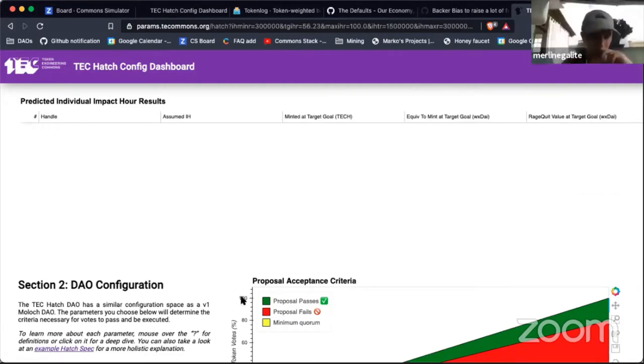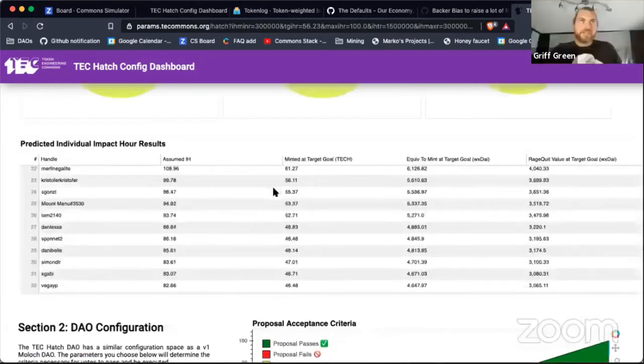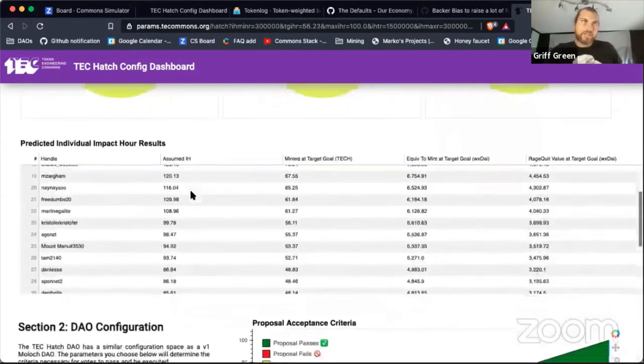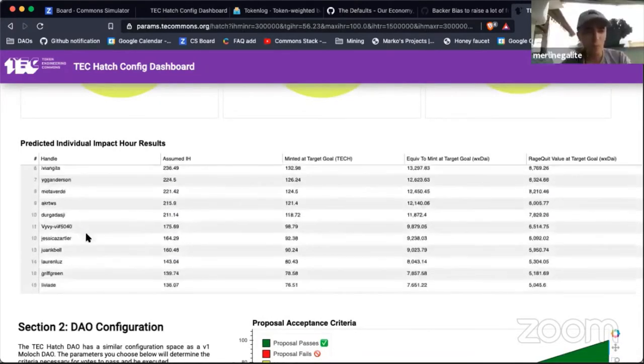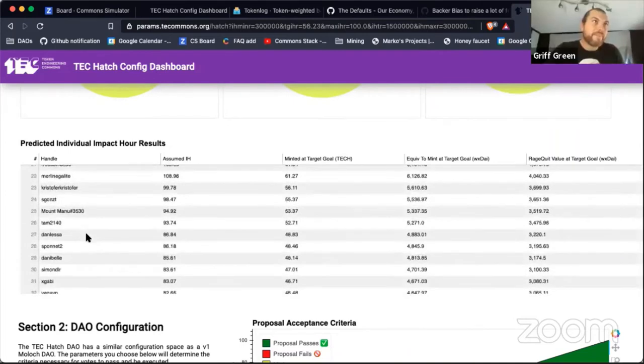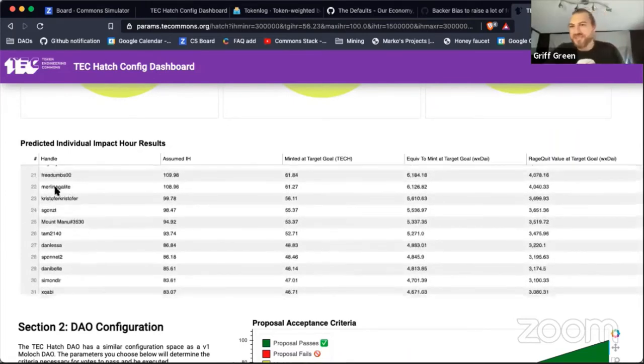Okay, get it. And I really love this chart down here, the individual impact hours, because you can go in and find your name. So let's see, where's Merlin? Merlin, you're number 22 on the impact hour list. And you can see under these parameters, you will get 61 hatch tokens for your 108 impact hours. If someone wanted to mint 61 tokens for themselves, it would cost them $6,100 at the target goal.